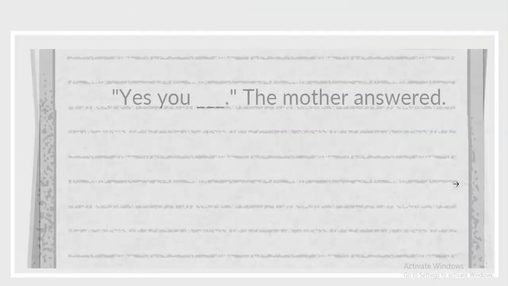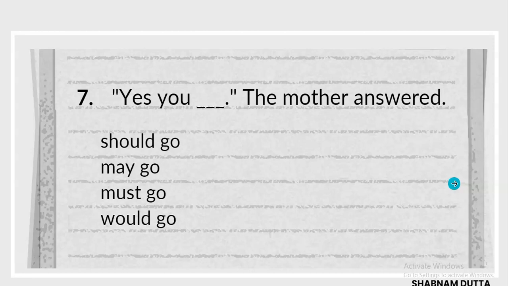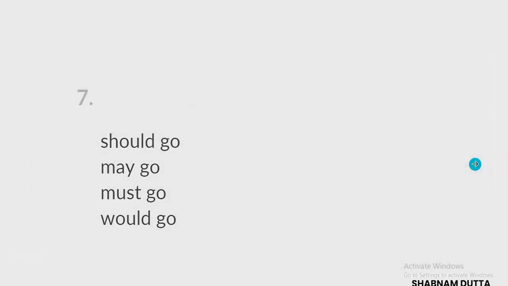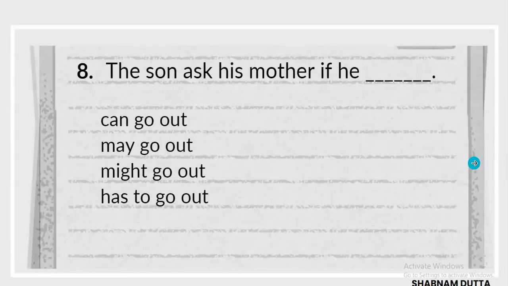The next question is, "Yes, you dash," the mother answered. So, which of these modal verbs would you choose? Number 8. The son asked his mother if he dash. Can go out, may go out, might go out or has to go out. Here make a correction. This will be: the son asked his mother.